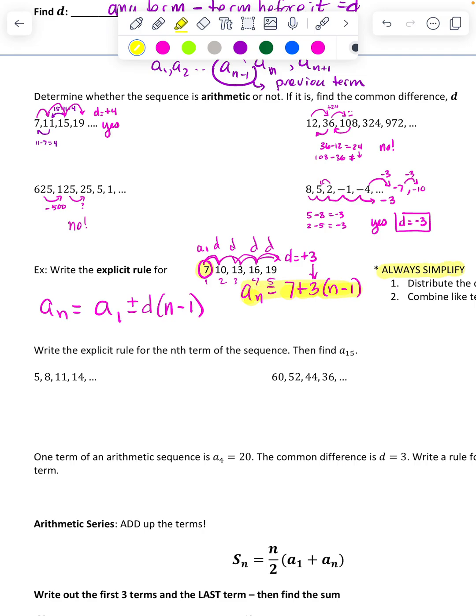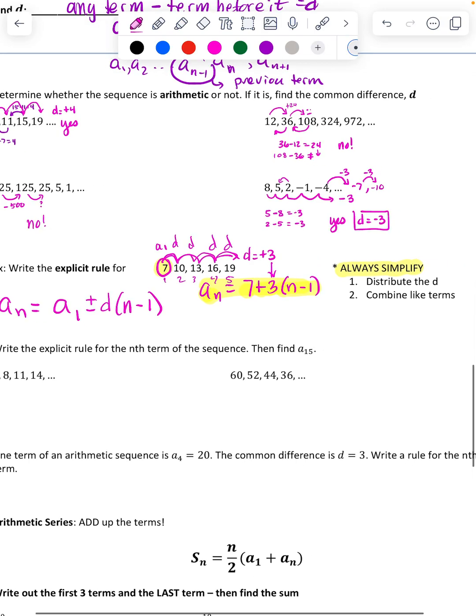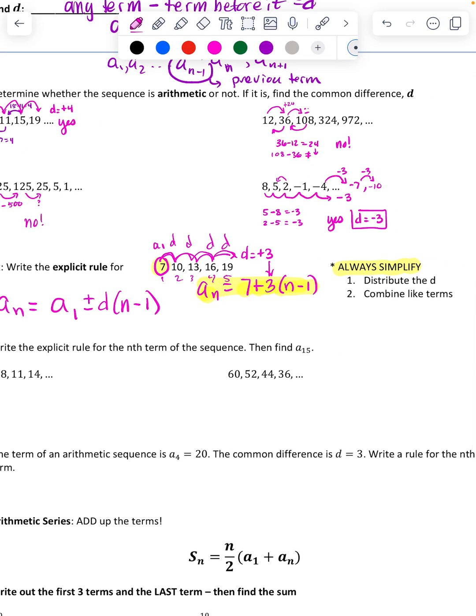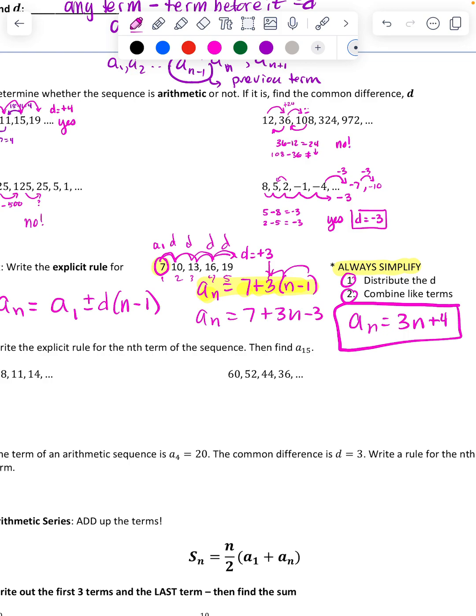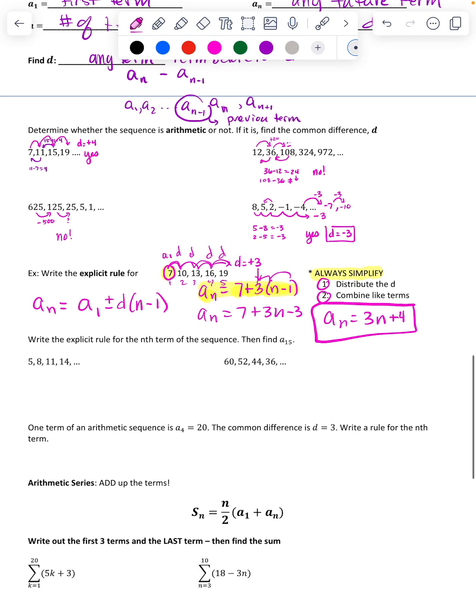Now this is to always simplify. The simplifying is always the same 2 steps. Distribute that d value. So I'm going to have a sub n equals 7 plus 3n minus 3. And then the second step is always the same, combining the like terms. So the like terms are going to be the numbers. So 7 minus 3 is a plus 4. So this is actually my final answer to the rule that works for those numbers: a sub n equals 3n plus 4.